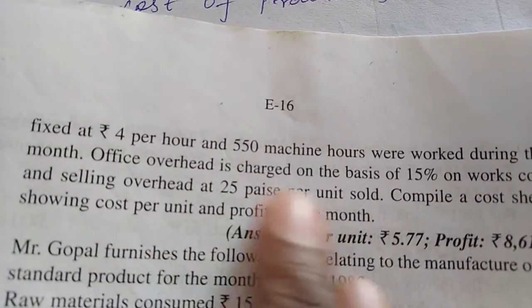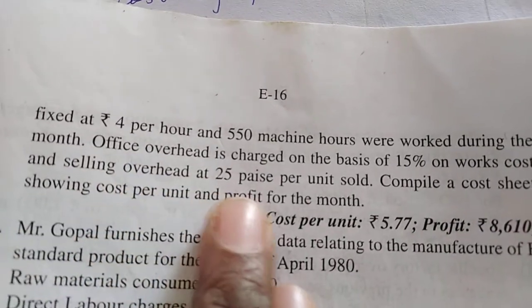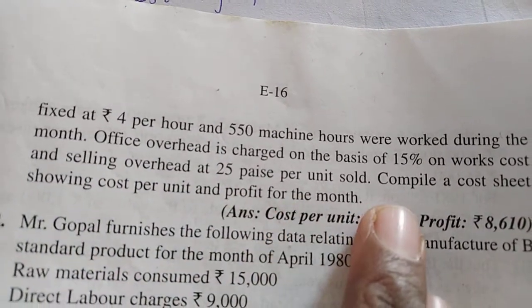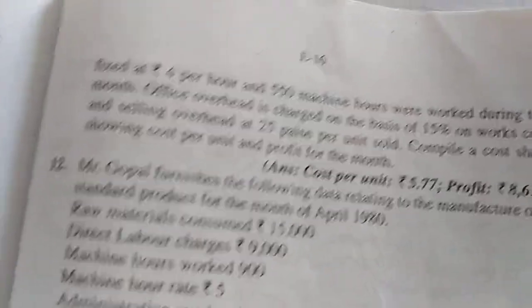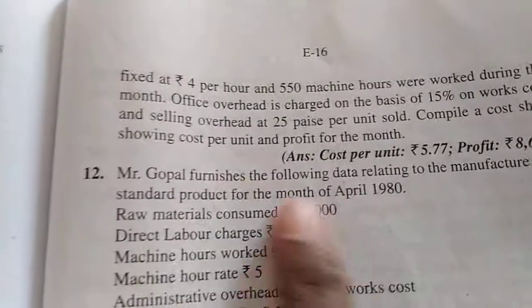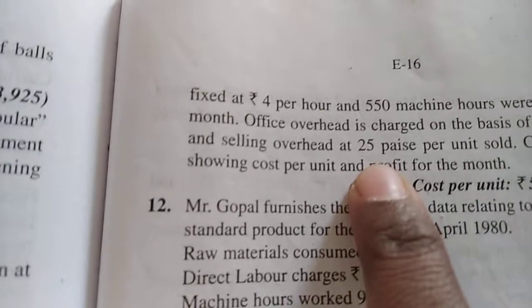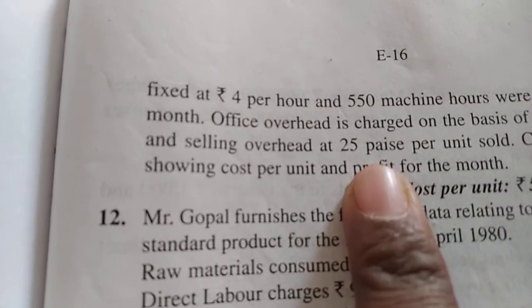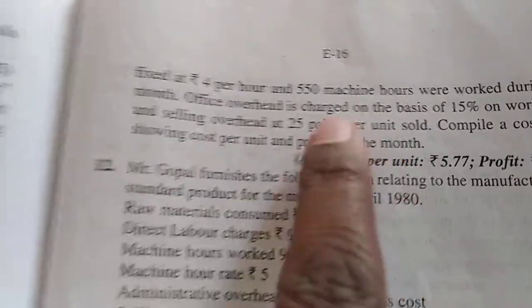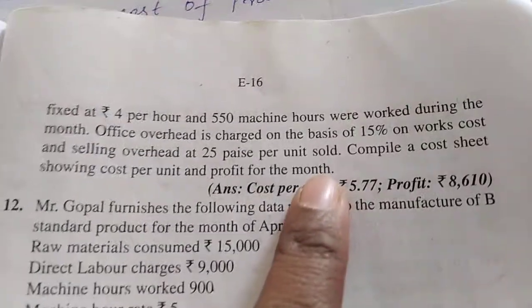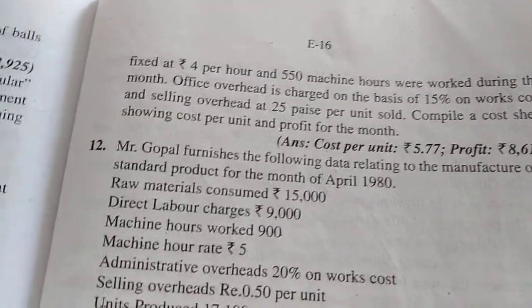Office overhead is charged at 15% on work cost and selling overhead is 25 paise per unit sold. So we have factory overhead, office overhead and selling and distribution overhead. 7,000 units are sold, so 7,000 into 0.25 gives the selling overhead expenses. Compile a cost sheet showing cost per unit and profit for the month.